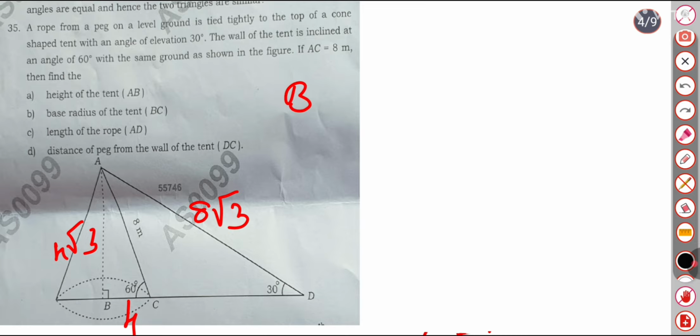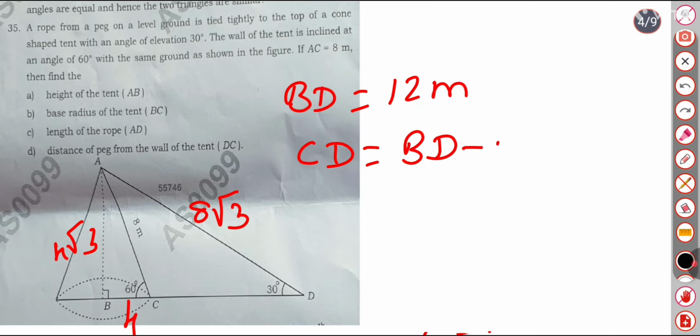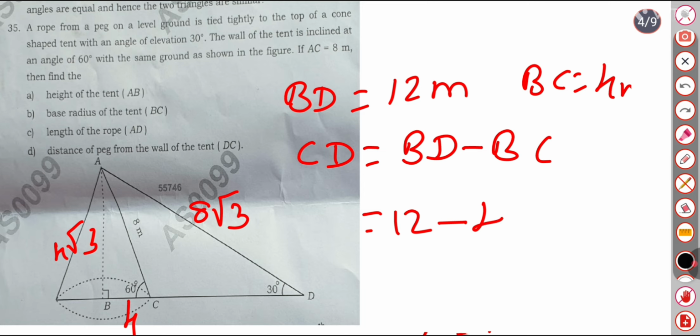BD is 12 meters. Then CD is what? CD is BD minus BC. Already BC we have. BC is equal to 4 meters. So BD is 12 minus 4, which is equal to 8 meters.